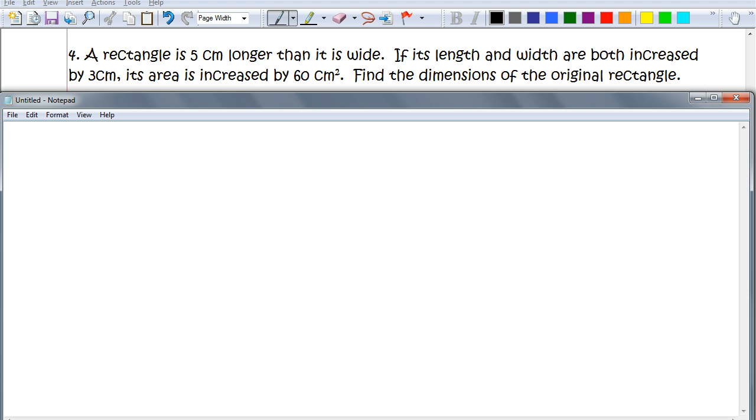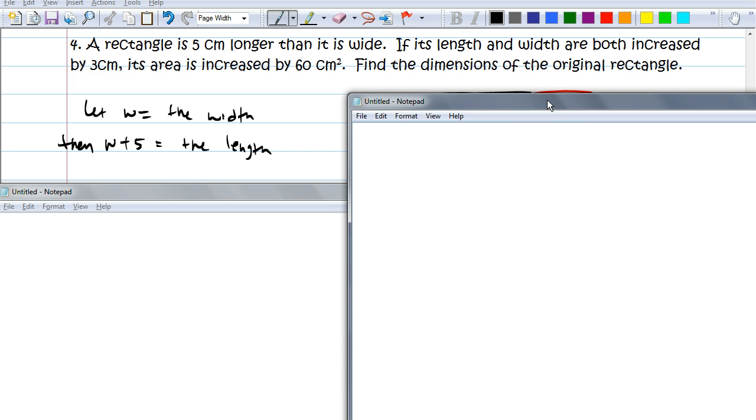Go ahead, everybody declare a variable and then draw the picture. And this time, see if you can come up with the equation also. Okay? I'll wait for you. Go ahead, everybody try. All right, how many people got at least this? Let W be the width, then W plus 5 be the length. Okay? Any questions so far? Is this right? Where did I get this from?